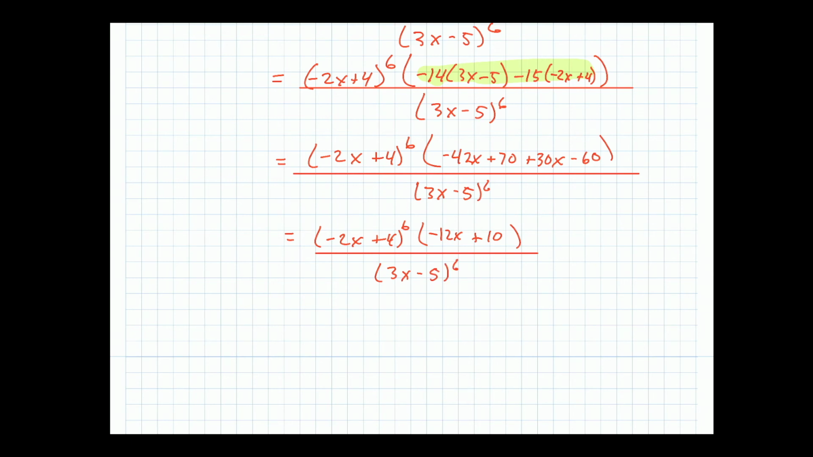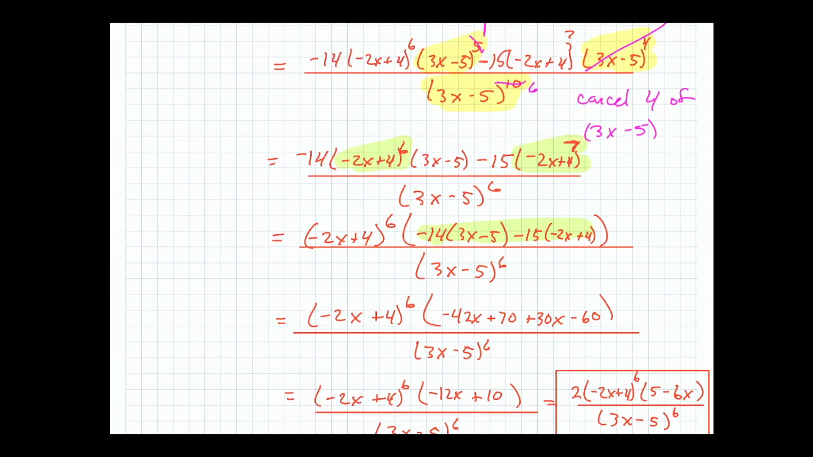And all I think I can do now, I think I'm done, is I can take out, it looks like, I can take out 2. So I can go 2, negative 2x plus 4 to the 6th. And I took the 2 out of the last term, so then maybe I'll have 5 minus 6x. And I don't know why I changed the order except just to put the negative term second. All right. Okay. There you go. So that's a better answer than we would have way up here.